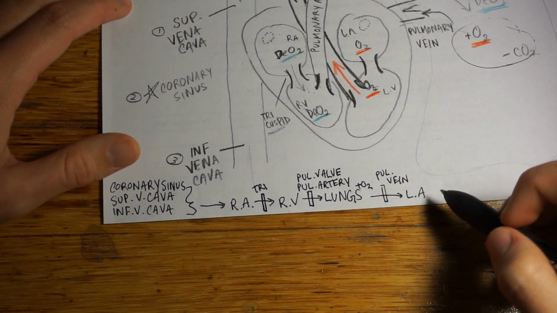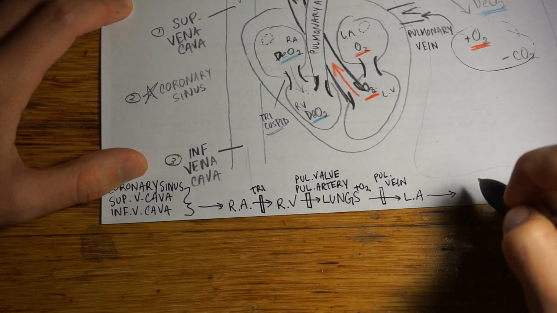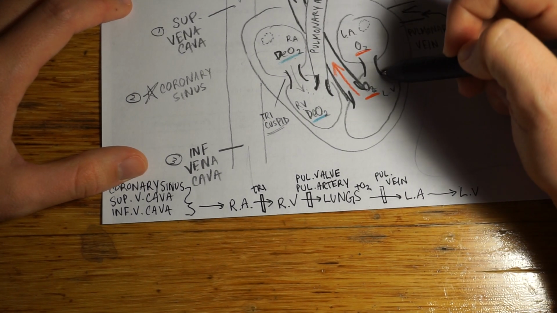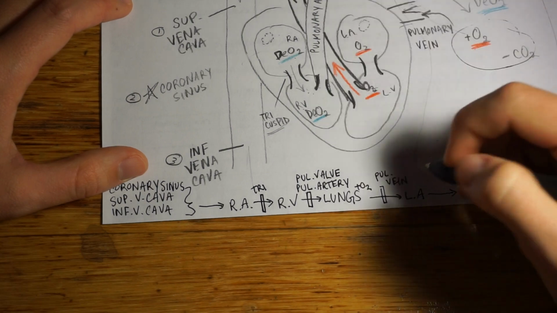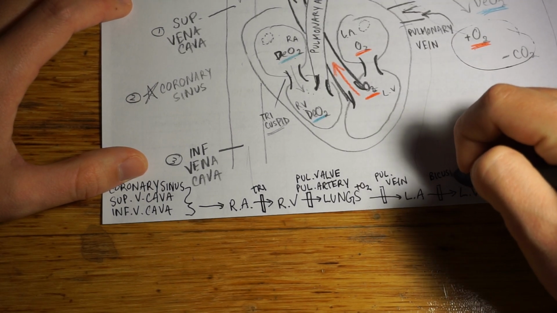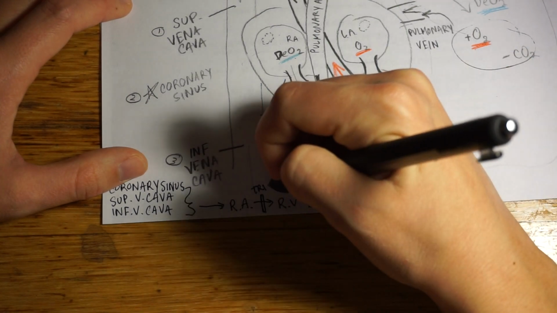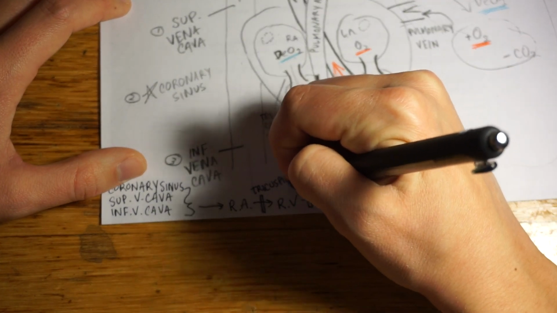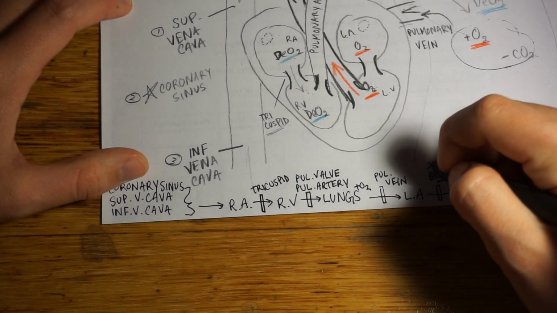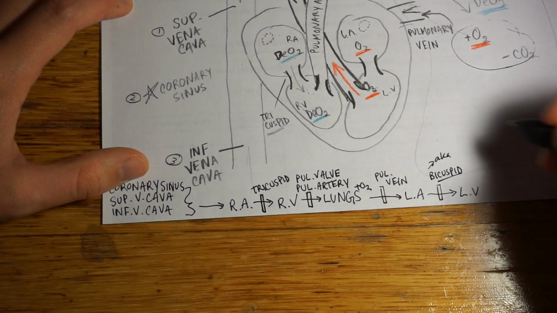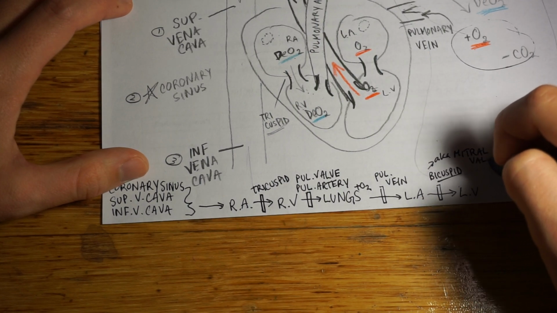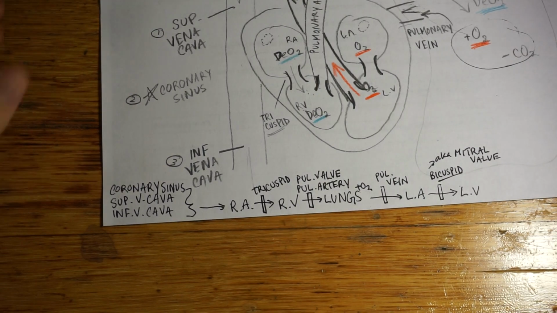After the left atrium, you go where? To the left ventricle. How do you get from the left atrium to the left ventricle? Here is through the bicuspid valve. I guess I can add that here. Tricuspid, bicuspid. The bicuspid, we'll add this here, is also known as the mitral valve. So you'll hear it both ways. Also known as the mitral valve.